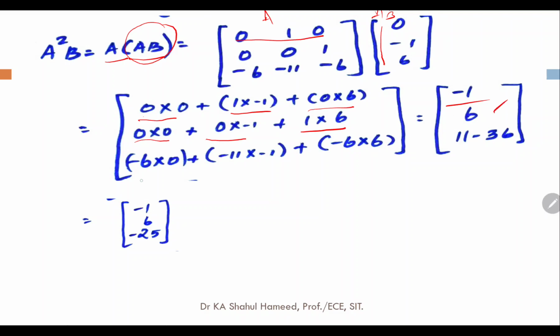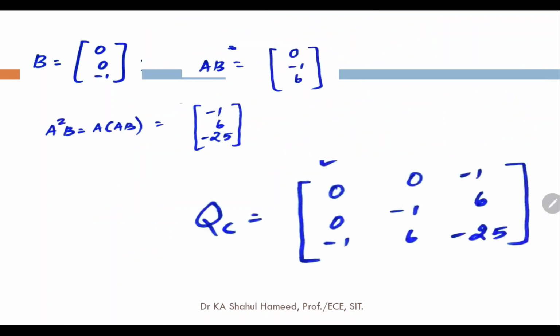which is equal to 6, and then minus 6 into 0 plus minus 11 into minus 1 plus minus 6 into 6. So this is 0 and minus 11 into minus 1 is 11, minus 36, we will get minus 25. Okay, now we can form the composite matrix QC. So this is B, this is AB and this is A square B.